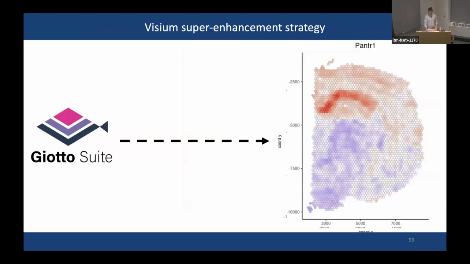And so that is this specific example. We now have Giotto Suite, and this is an example of the mouse Visium brain data set, where one specific gene is called Panther1. You have this typical spot type of resolution where Visium gives you 55 micron spots, and then there's some empty space and you get another spot. So it's a very coarse resolution. It's not that great, although it can give you an idea about spatial data.